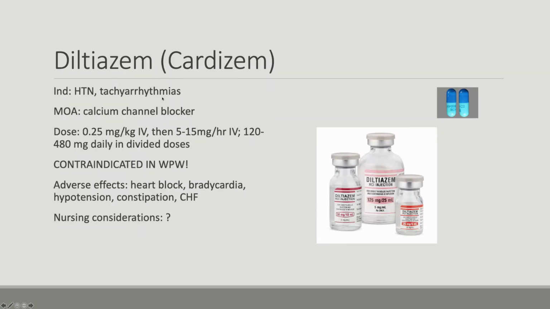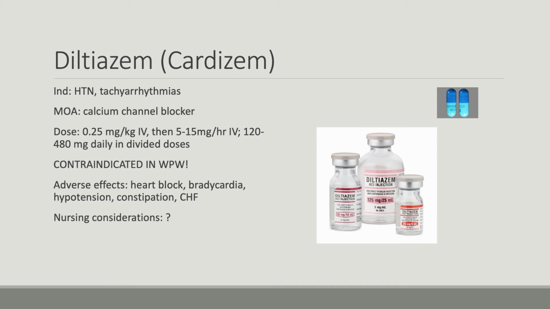Now we get to the class 4 agents. These are agents like Diltiazem or Verapamil, right? We're going to pick Diltiazem because we use it much more commonly than we use Verapamil anymore. We use this for hypertension, as we talked about, but also for tachyarrhythmias, for fast heartbeats again, usually narrow complex ones. It's a calcium channel blocker, but it's a non-dihydropyridine, which means that it has an effect on the AV node and it has an effect on the SA node.